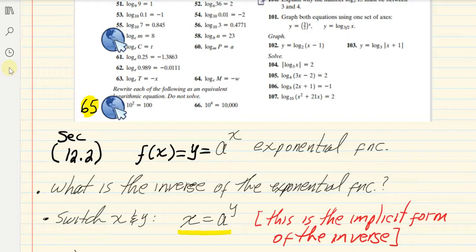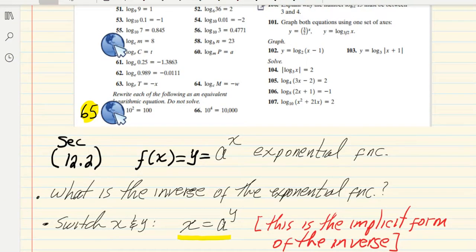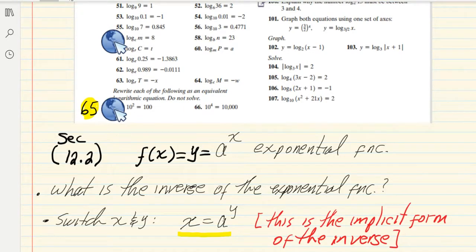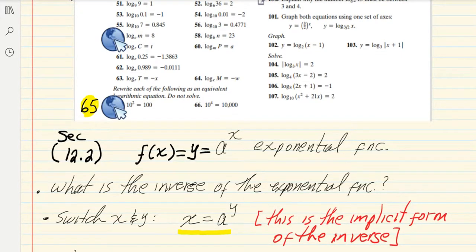What the implicit form means is that y is not solved by itself. It is still mixed in with x. Now we would like to get y by itself. So how do we do that? Now, in order to solve for y, it turns out that I can't really solve for y, because adding, subtracting, multiplying, taking roots, none of that is going to help me solve for y.